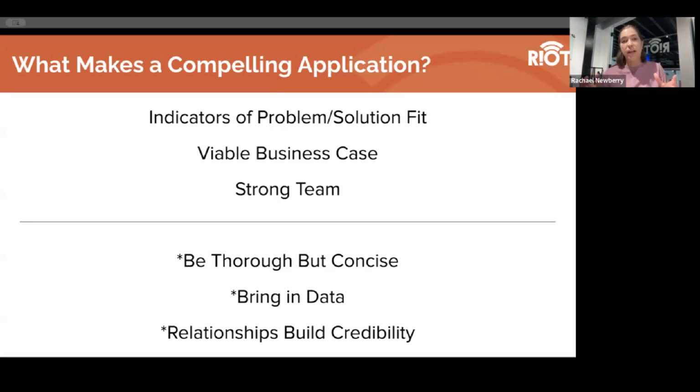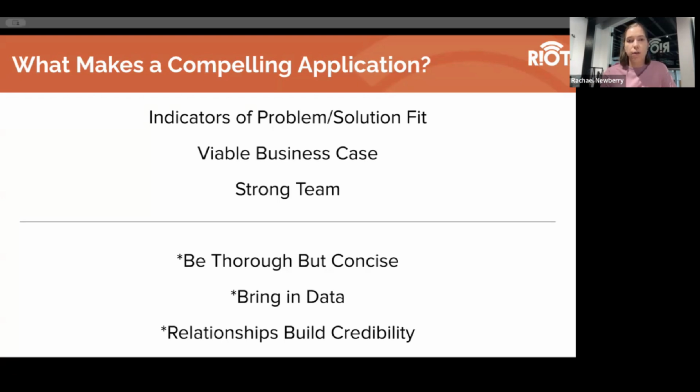So again, we see a range of stages. We're not expecting an idea stage company to be selling, but we do want to understand that you know your market well, and you're going in with a learning mentality. And then these few bottom points here.